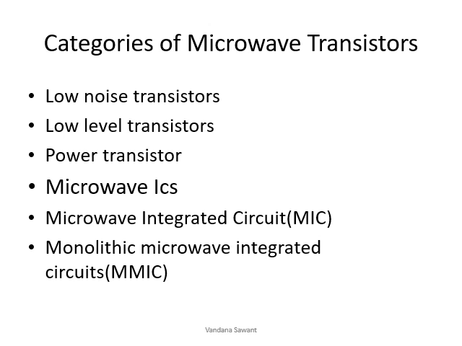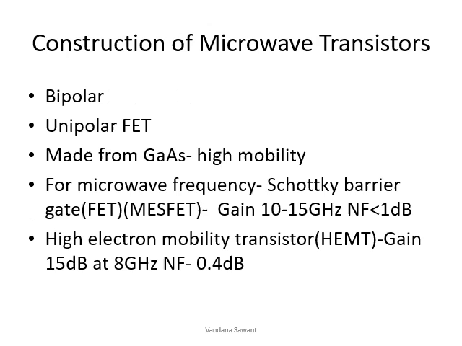Then the second category is the monolithic microwave integrated circuit. So here there is no lumped component. Whatever the required resistance, inductance, capacitance, diode, everything is deposited on a chip to form an IC. So all transmission lines are also deposited on the chip. This is called a monolithic microwave integrated circuit. It is very compact and cheap also.